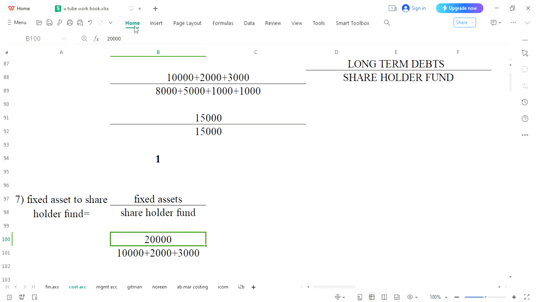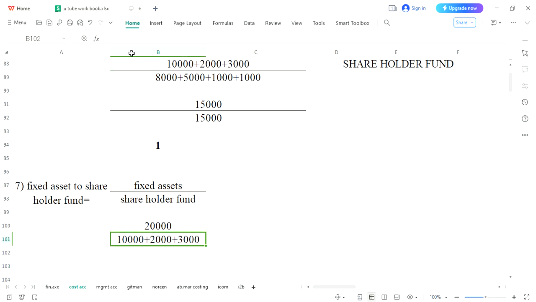In this way our formula inputs are completed. We just need to calculate their sum.